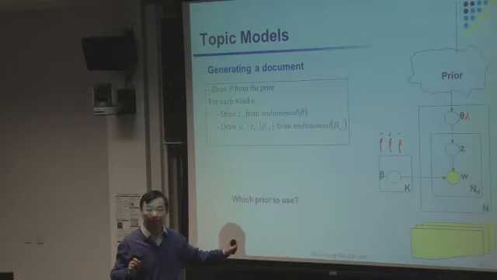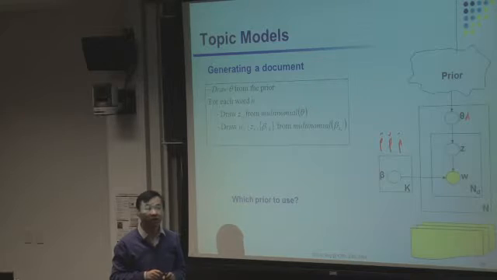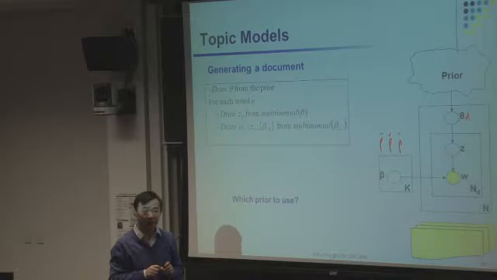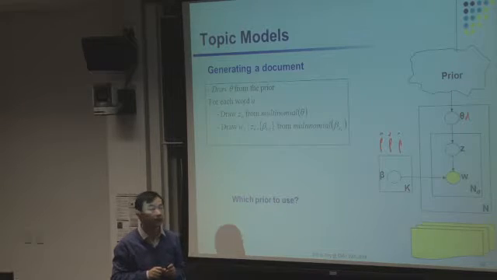So every document has their own theta. Every document has its own theta, yes. And the prior is a distribution over topic distribution. The prior is the distribution over the topic proportion breakdowns, yes.